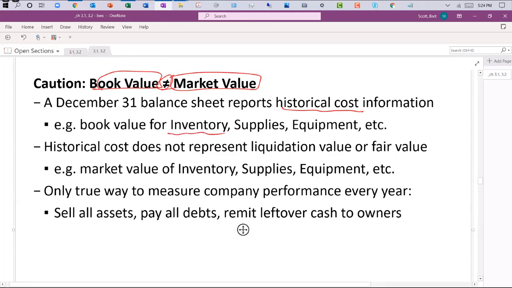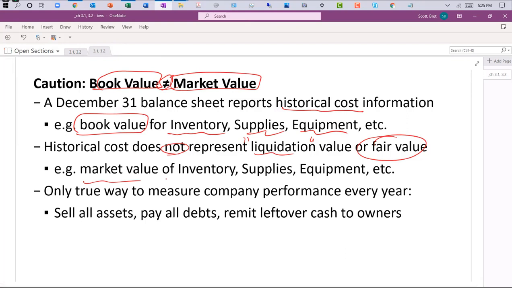So what we see for inventory and supplies and equipment in our financial statements is based on historical cost. So we call historical cost values book value because why? Because we're the bookkeepers and that's the value we see in our books. Historical cost does not represent what's called liquidation value. And liquidation value is another phrase for saying, hey, look, if I sold my car right now, how much cash would I get for it? That's liquidation value. Hey, I have a bunch of debt. How much cash would I have to spend to get rid of this debt? That's liquidation value. Sometimes it's referred to as market value or fair value. But just realize that when we look at the balance sheet, we're not seeing inventory at market value or fair value. We're seeing book value.